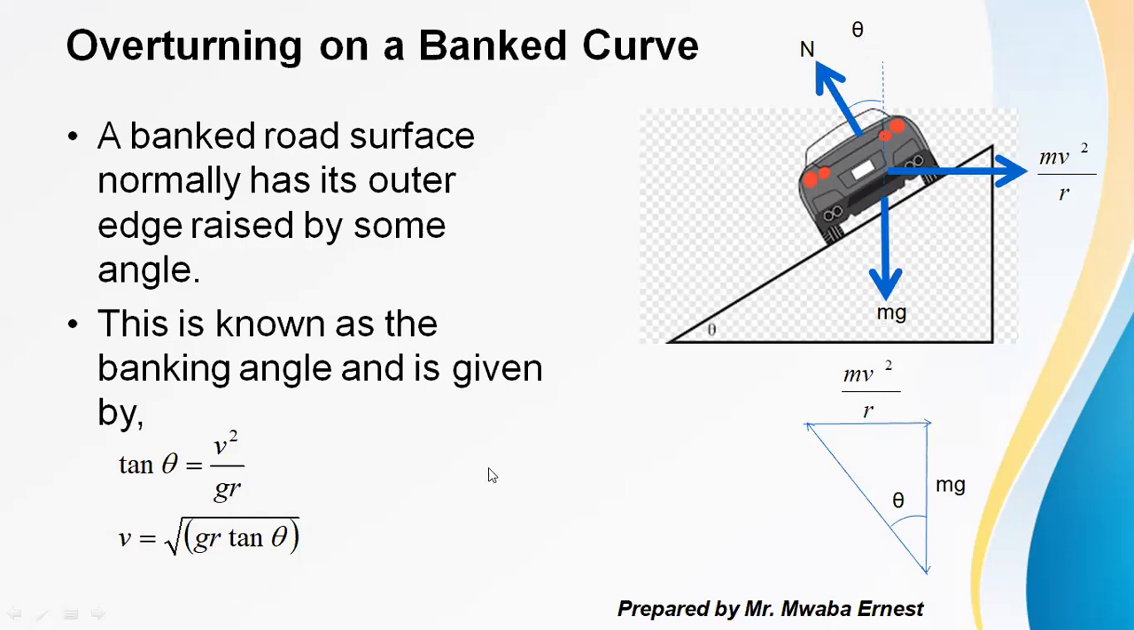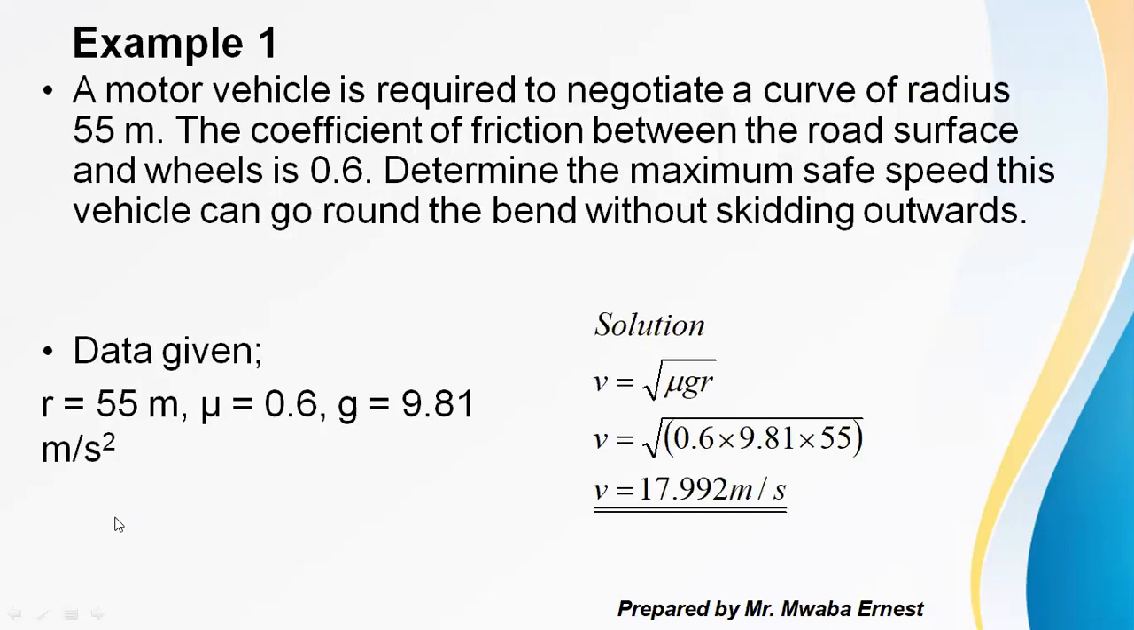In this case, tan theta is v squared over gr, meaning the banking angle is given by the square of the velocity divided by gr. Similar to the expression we developed in a conical pendulum, because the principles are basically the same. Making v the subject, v equals the square root of gr tan theta. Now we cannot just leave it here. Let's look at some examples that may illustrate this.